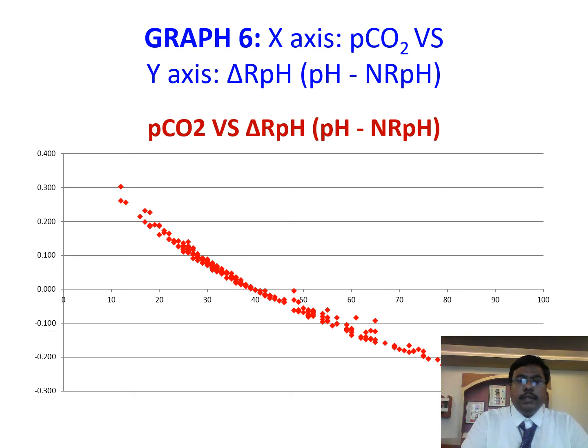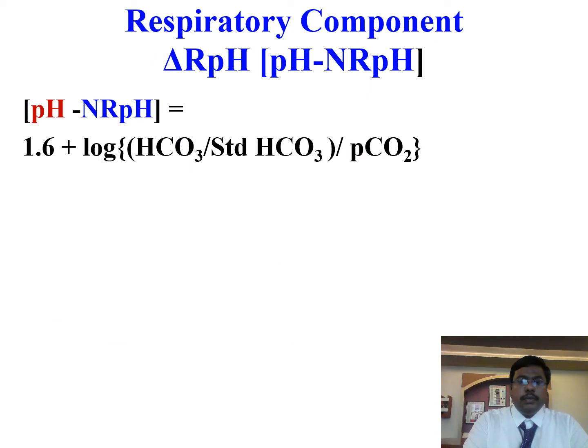In graph 6, the relation between PCO2 and delta RPH is clearly shown. Delta RPH values are negative for increased PCO2 and positive for decreased PCO2. So pH minus NRPH is equal to 1.6 plus log of bicarbonate divided by standard bicarbonate divided by PCO2.